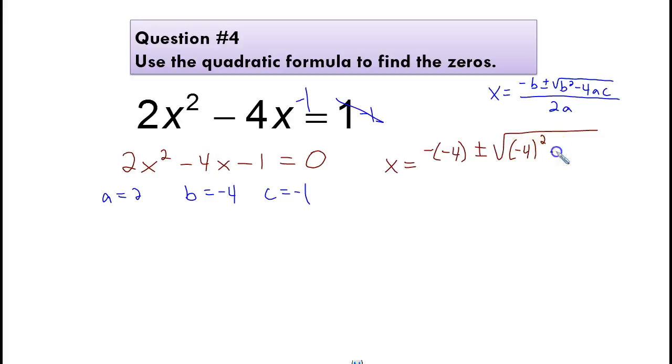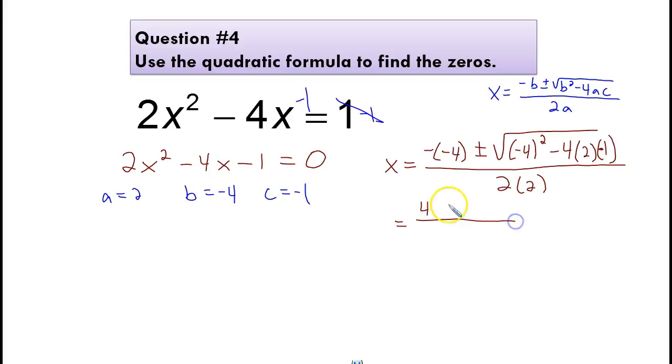So b squared minus 4, always a 4 there, times a, which is 2, times c, which is negative 1. The signs are important as you're kind of pulling them over. So this negative 1 is going to behave differently than a positive 1 would behave when I'm finding the discriminant. And 2 times 2 on the bottom. All right, so as I work through this, the opposite of negative 4 is positive 4, plus or minus. I know I've got a 2 times 2 on the bottom, and I have to find the discriminant.